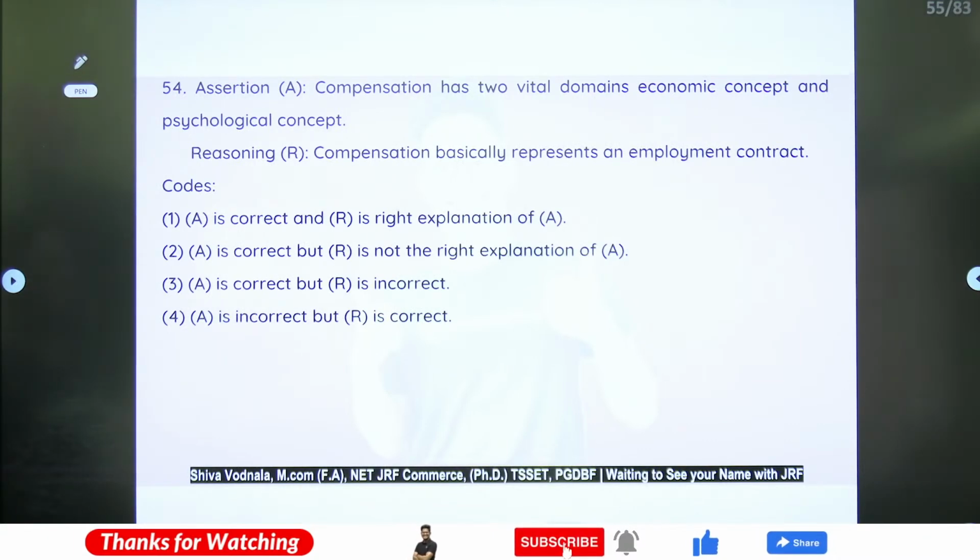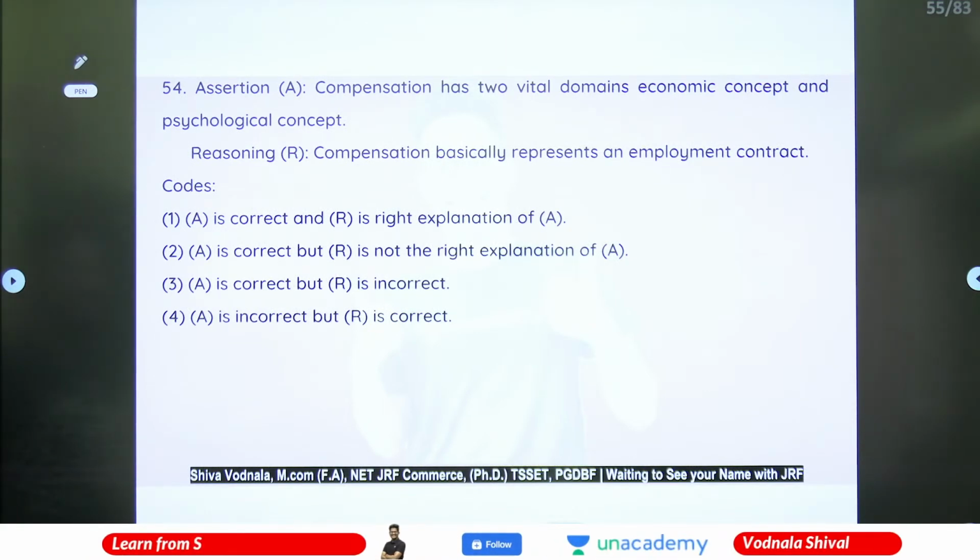Compensation has two vital domains, economic concept and psychological concept. Compensation basically represents an employment contract.